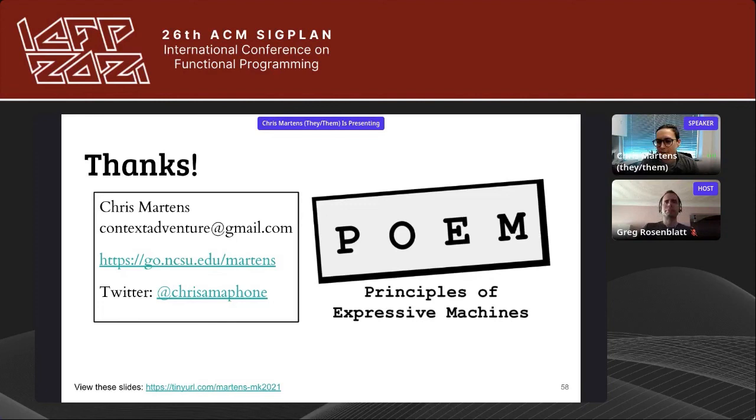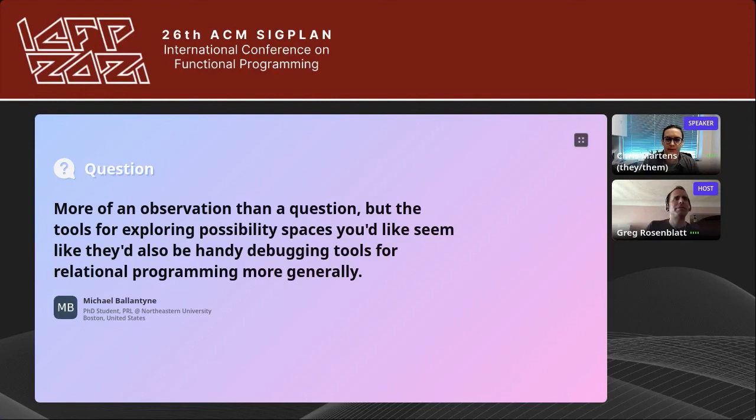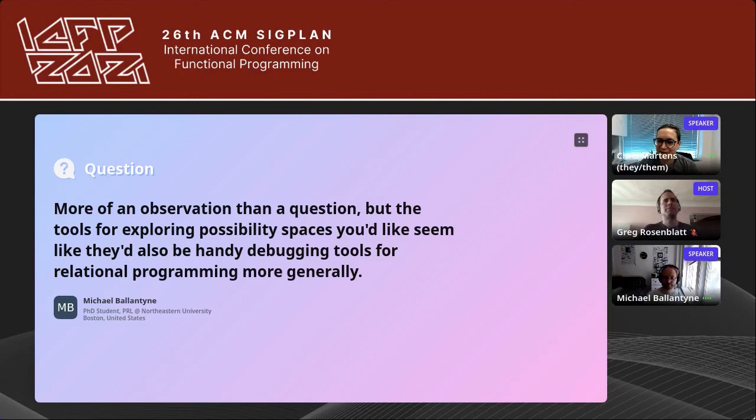Okay, thank you. Does anyone else have questions? Oh, another one just popped up. Yeah, the tools for exploring possibility spaces seem like they'd also be handy debugging tools for relational programming more generally. Yeah, I completely agree with that. I would love to have tools like this in all of the logic programming languages. That would be cool.